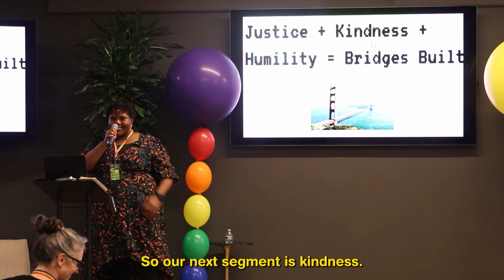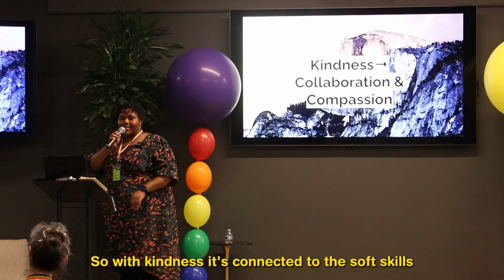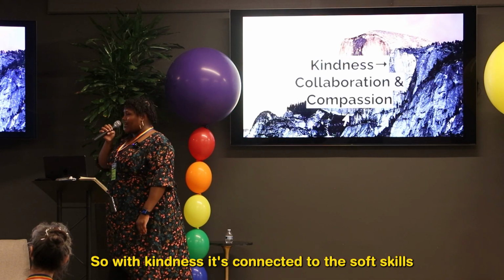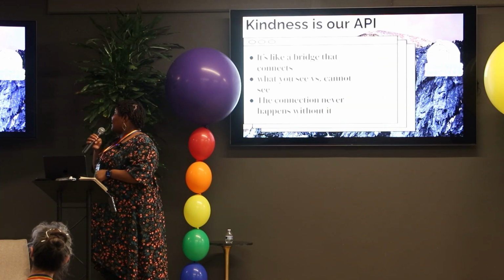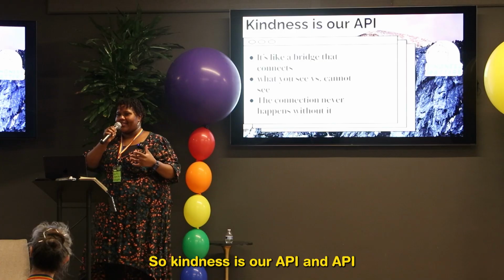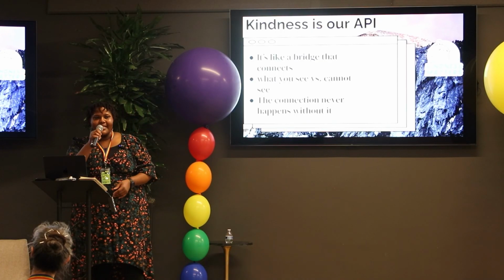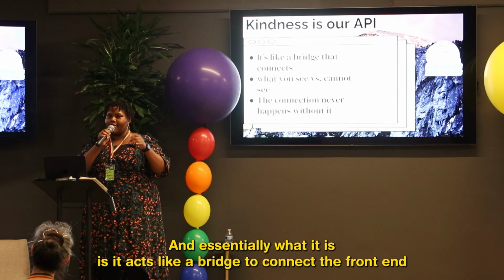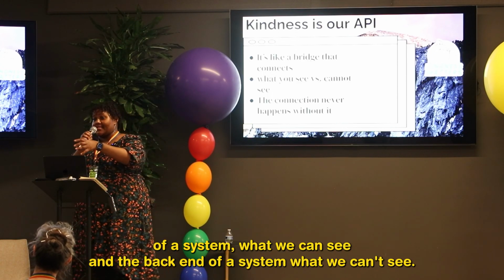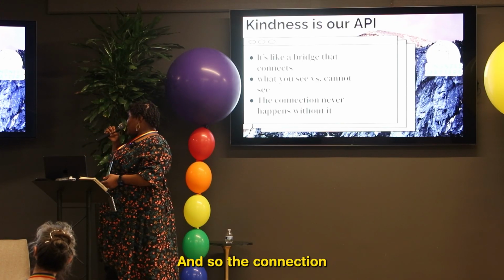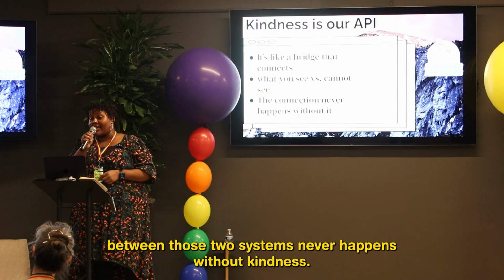All right, so our next segment is kindness. Kindness is connected to the soft skills of collaboration and compassion. Kindness is our API, and API stands for Application Programming Interface. Essentially it acts like a bridge to connect the front end of a system, what we can see, and the back end of a system, what we can't see. And the connection between those two systems never happens without kindness.